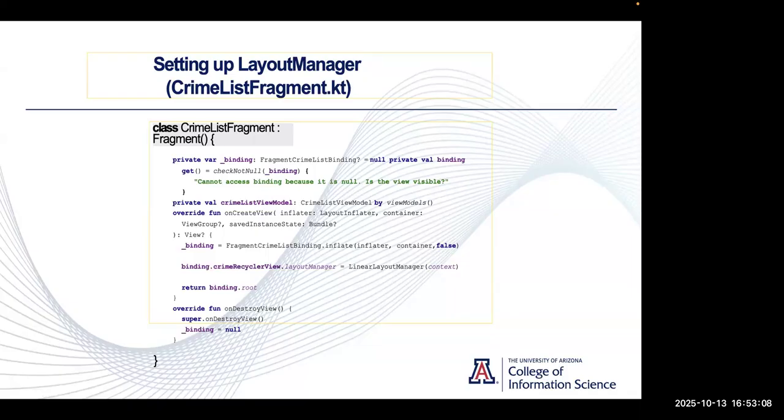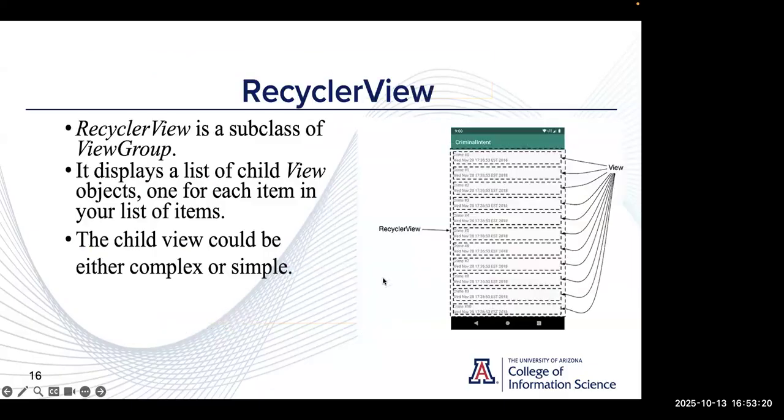However, I suggest that you keep the linear layout so that we have the actual list. But you could go ahead and change that if you feel like it. But this is adding that to make sure that we have the layout manager. Now for the recycler view, right?